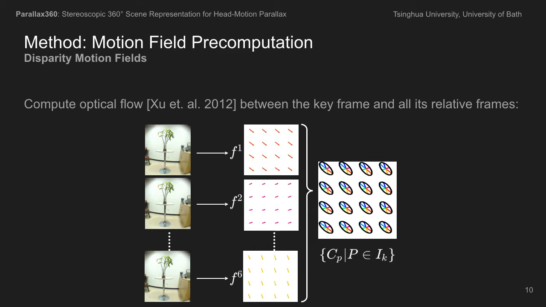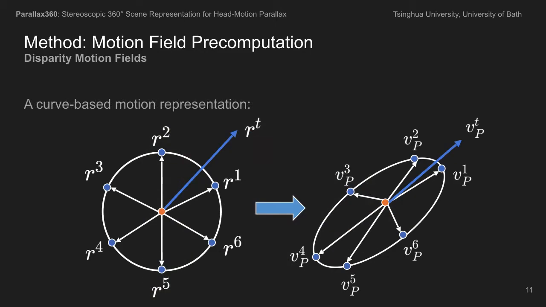Inspired by the motion compensation techniques used in video compression, we use motion fields to synthesize new views. We start by computing optical flow between the keyframe and all its relative frames. We aggregate the motion vectors of individual pixels into non-overlapping image patches of size 8 × 8 pixels by averaging them. To merge the individual motion vectors of the relative frames into a single disparity motion field, we propose a curve-based motion representation. Based on this motion representation, we can obtain the target motion field for the novel viewpoint by estimating the motion vectors for all patches accordingly.